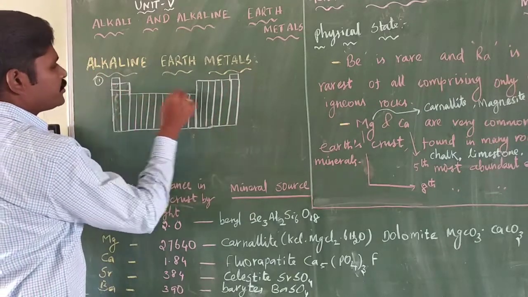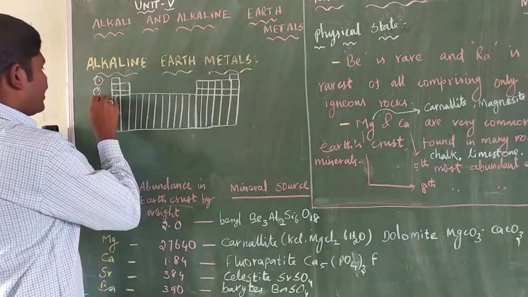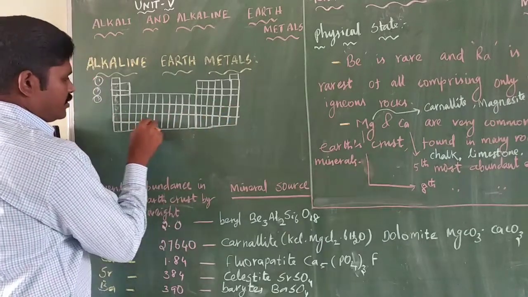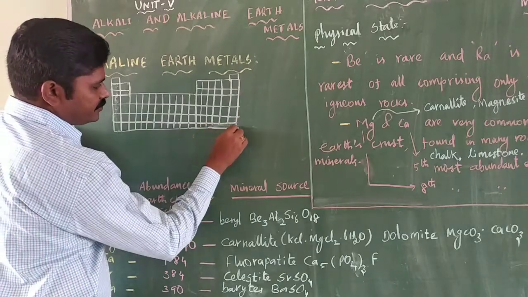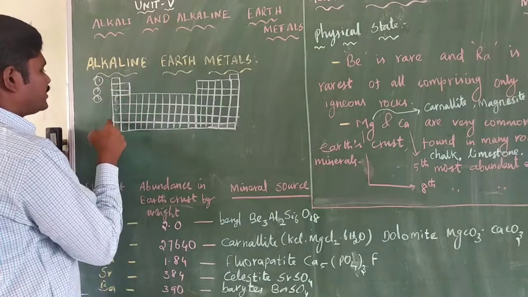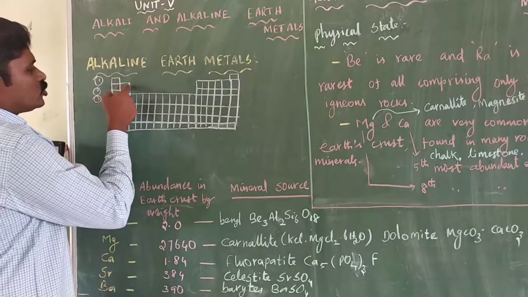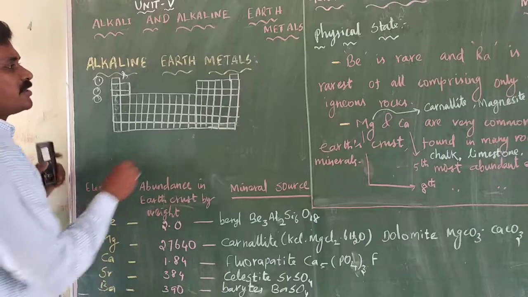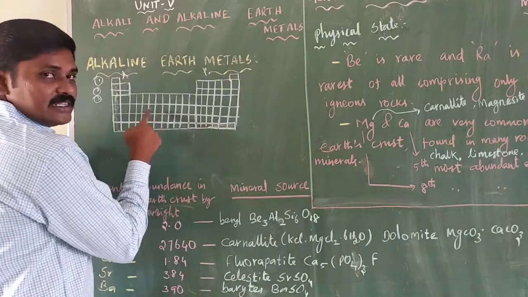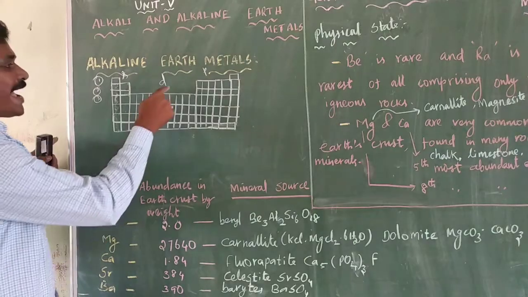First period, second period, third period, fourth, fifth, sixth and seventh. Right? 1, 2, 3, 4, 5, 6, 7. 7 periods and 18 groups. Right? The first 2 groups are called S block elements. The last 6 groups are called P block elements. And the middle 10 groups are called D block elements, the transition elements.